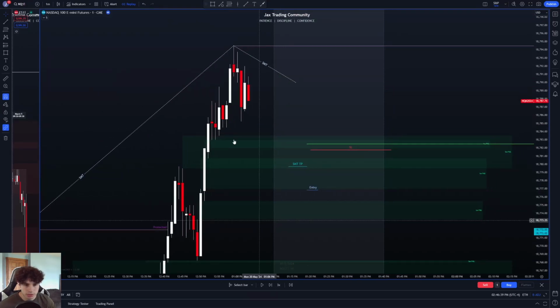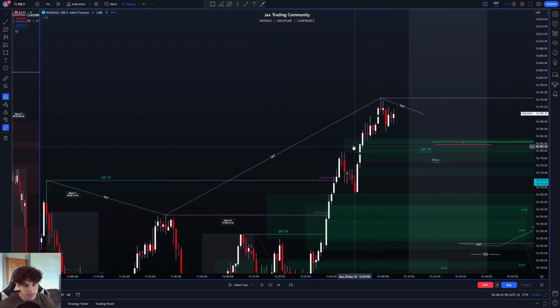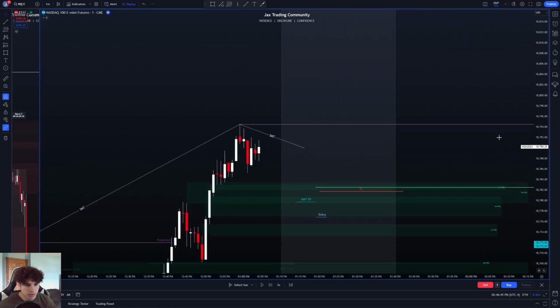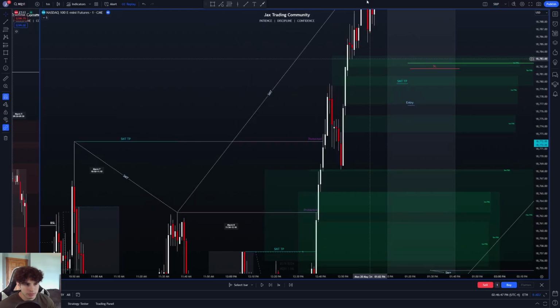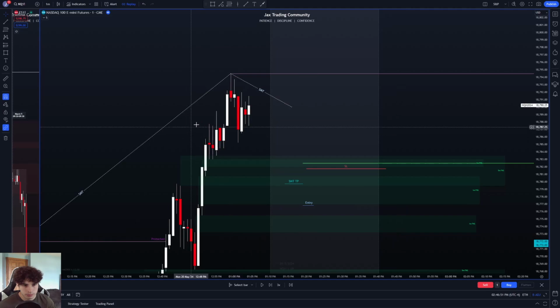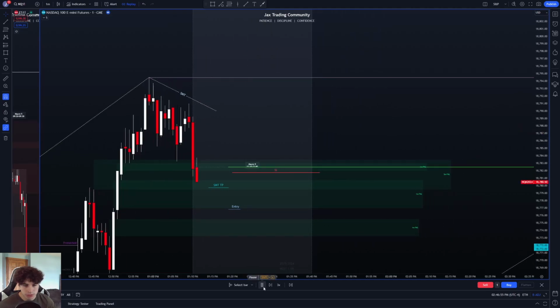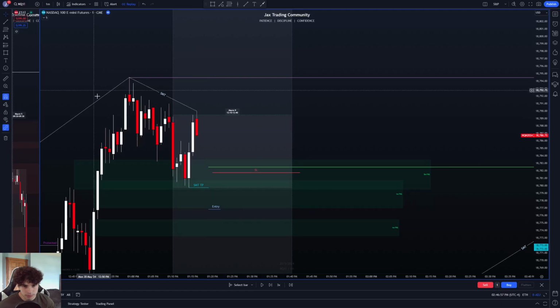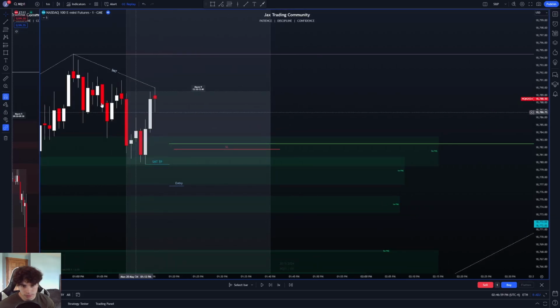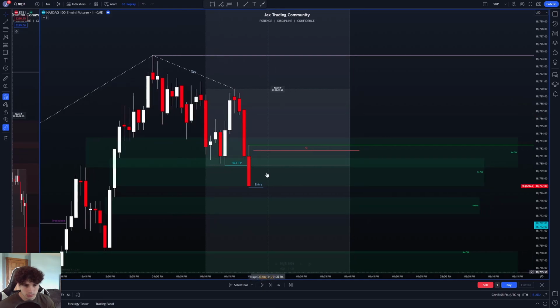So we just keep going higher. Now we form this massive SMT at these highs. So now that we have this massive SMT and we have an uptrend going into a macro, I want to see us possibly reverse to the downside. So right here, we create an SMT up at the top, which is very bearish. That's good for our bias. So now I want to see us displace down. Right there we displace down.